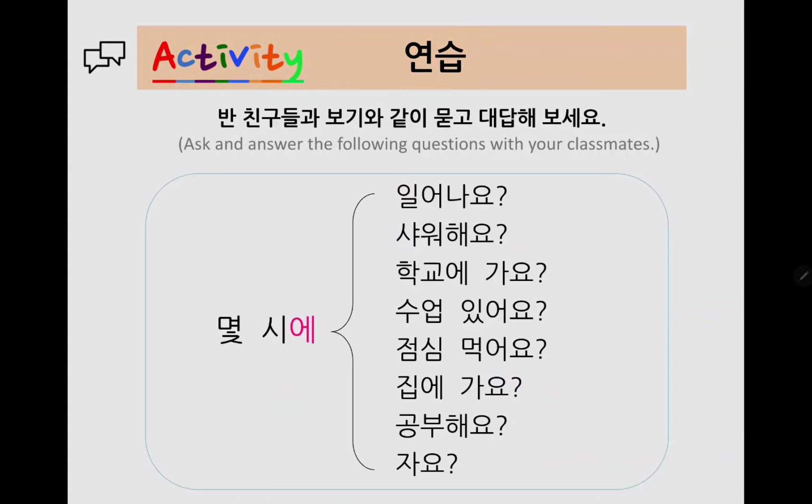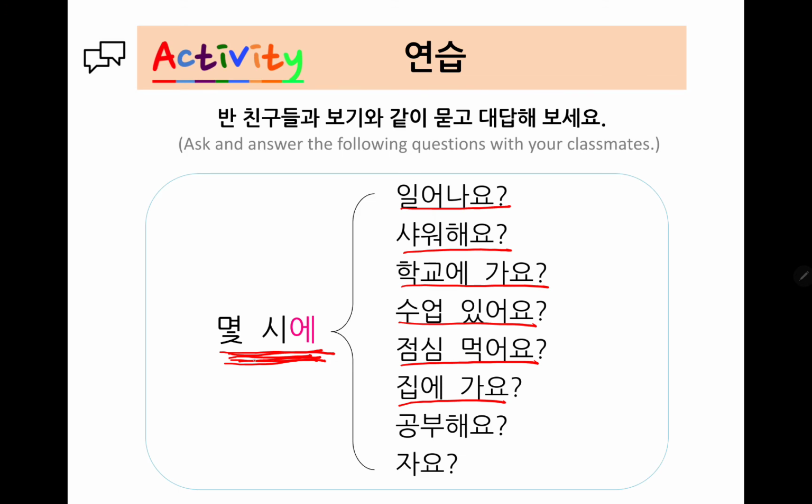And if you want to ask what your friend does at a certain time, you can use these expressions. So 몇 시에 일어나요? When do you wake up? 몇 시에 샤워해요? When do you take a shower? 몇 시에 학교에 가요? What time do you go to school? 몇 시에 수업 있어요? When do you have a class? 몇 시에 점심 먹어요? When do you eat your lunch? 몇 시에 집에 가요? When do you go home? 몇 시에 공부해요? When do you study? 몇 시에 자요? When do you go to sleep?